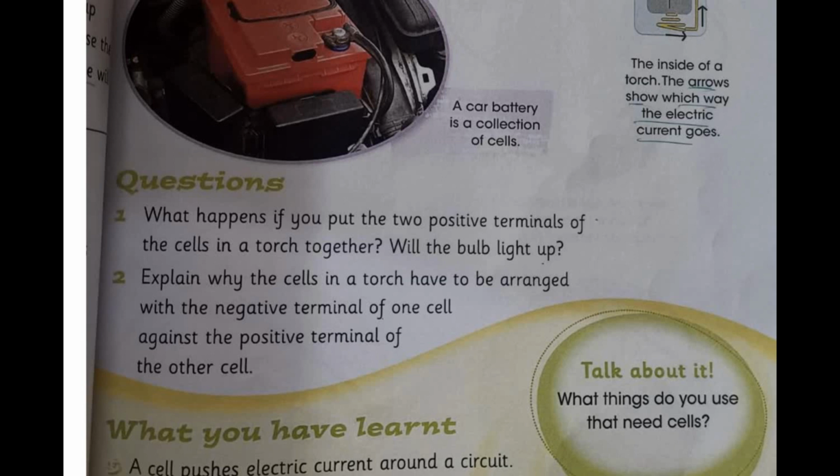Number 2 is explain why the cells in a torch have to be arranged with the negative terminal of one cell against the positive terminal of the other cell. We explain this as well. The answer is because the negative terminal pushes the energy, pushes the charged particles, and the positive terminal pulls the charged particles. Because of the pushing and the pulling, we have a complete current, a complete circuit of the electric current.